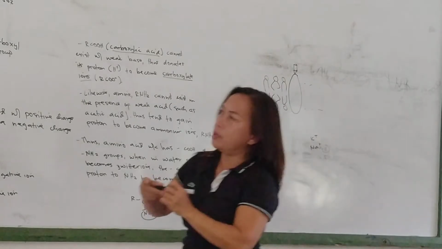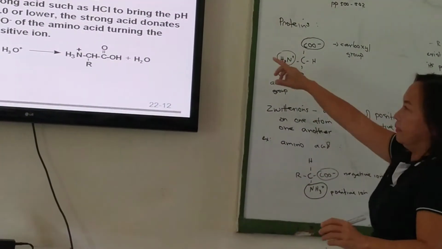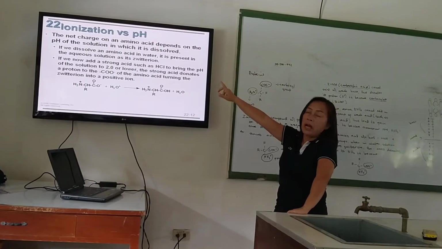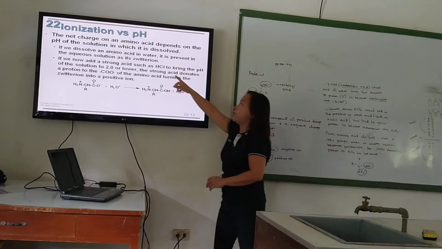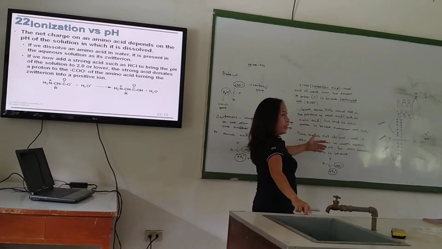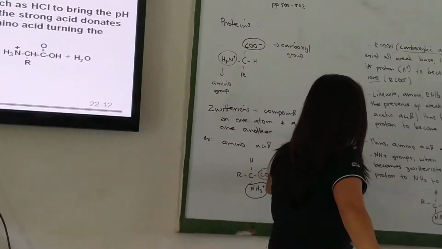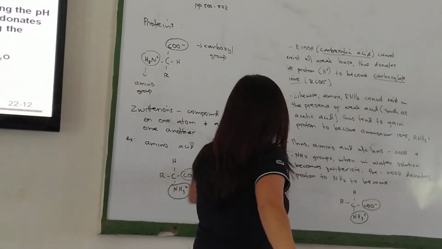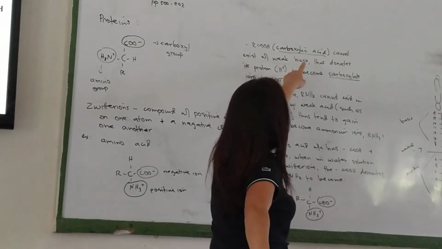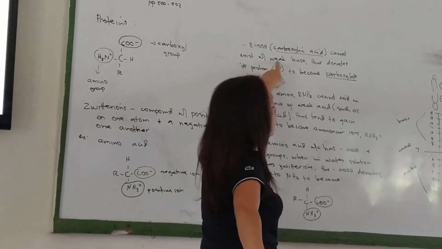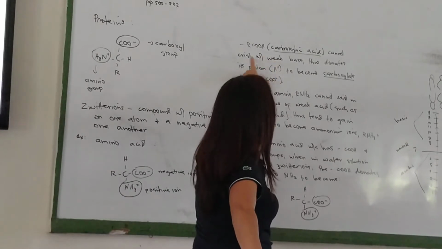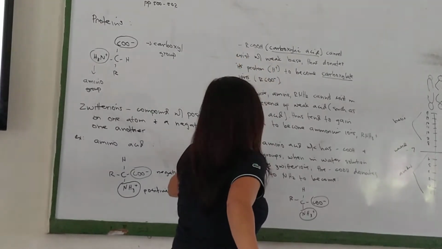Now, say for example, if we will add hydrochloric acid to our amino acid, so hydrochloric acid is a strong acid. Now, what is now the behavior of our amino acid? Okay. Now, we have here the RCOOH, or the carboxylic acid, cannot exist with base. Again, this is base.